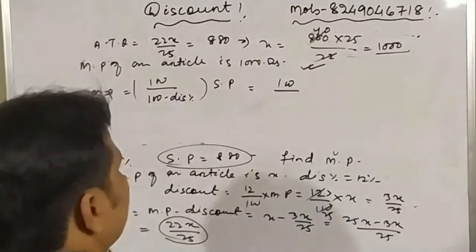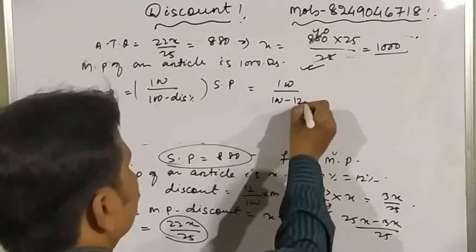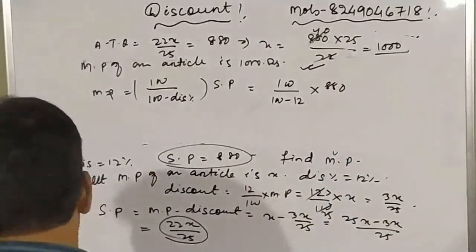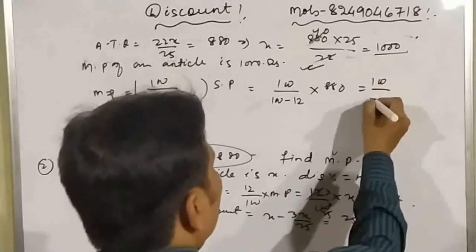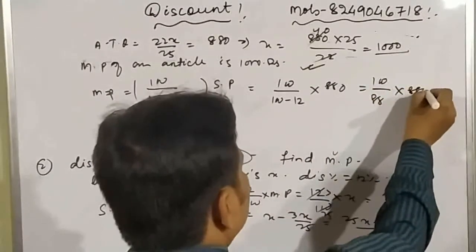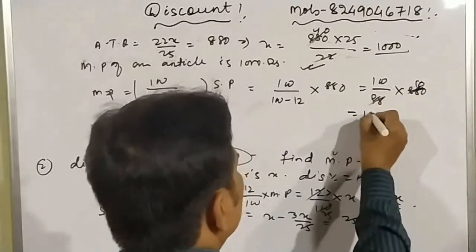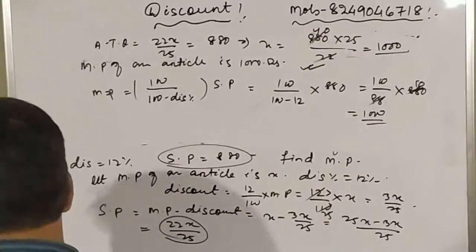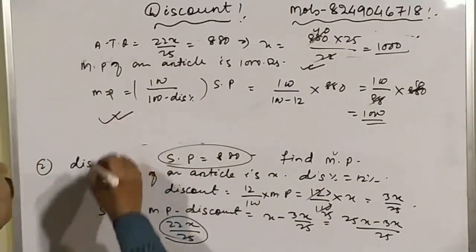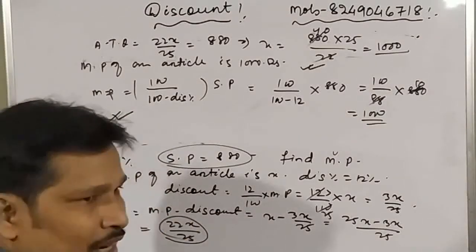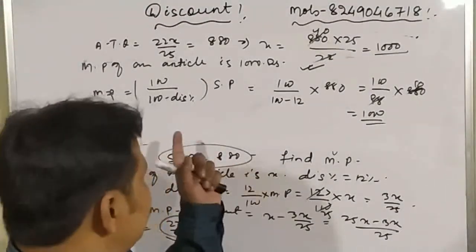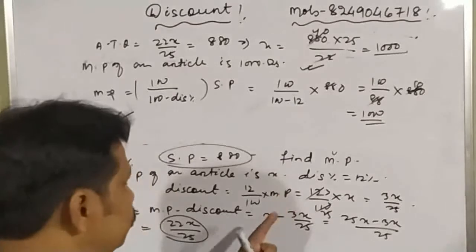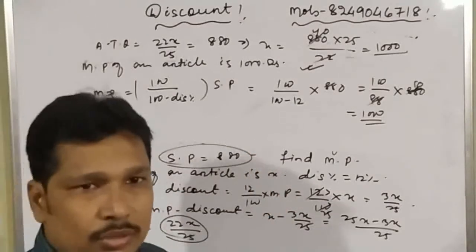Here we will calculate 100 minus 12 into selling price, which is 880. So our result is equal to 100 by 88 into 880. The result is 1000. Okay, student. Here we have got the mark price directly in one line. So if you learn this formula, then you can find it in one line. I always told you that if you can learn this formula, then use this formula. Otherwise, you will go through this process. Okay, student.